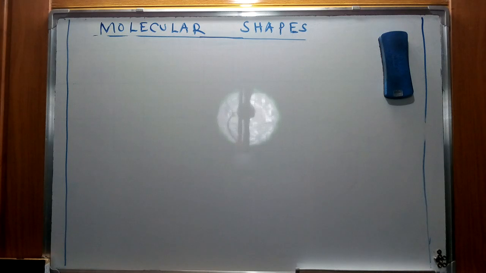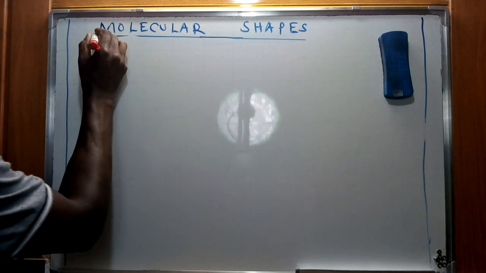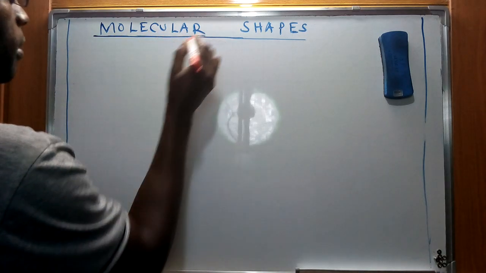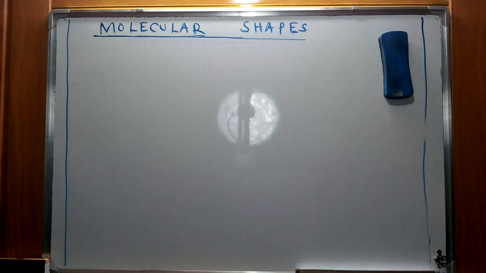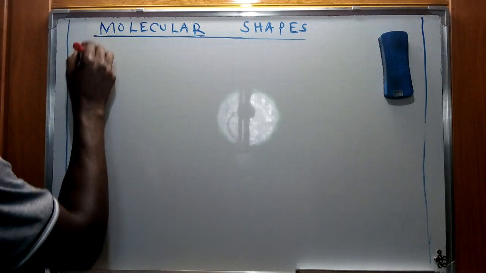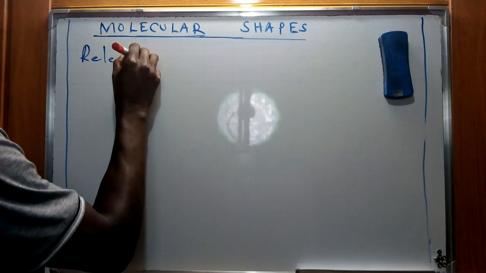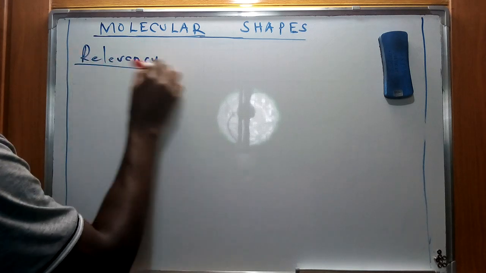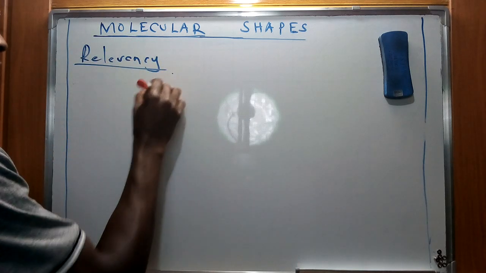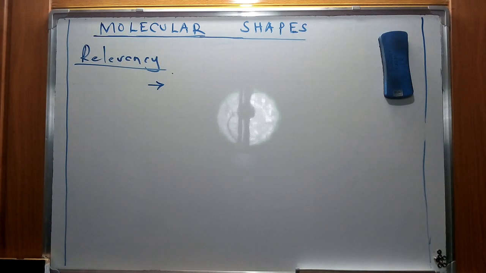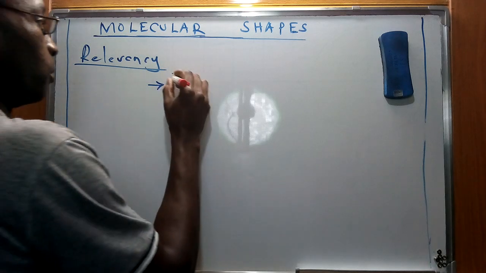So as I've said, our topic for discussion today is molecular shapes. And this particular conceptual discussion is going to assist us in interpreting some of the areas that we're going to find in our later discussion, which is going to detail the concept of spectroscopic transitions.